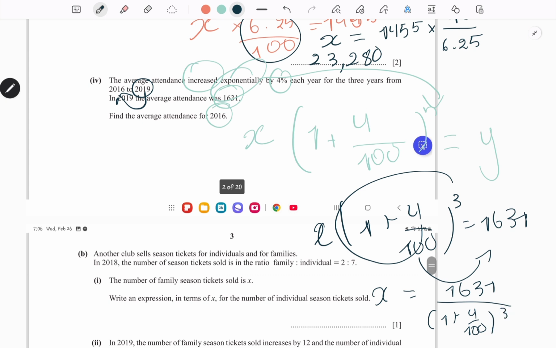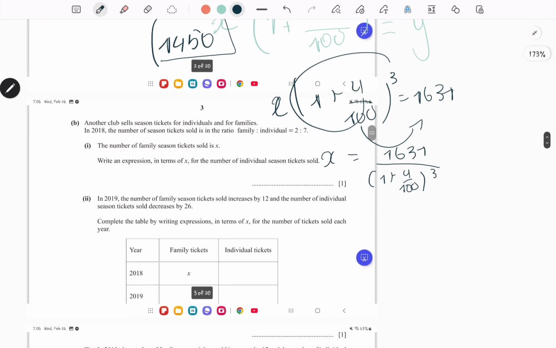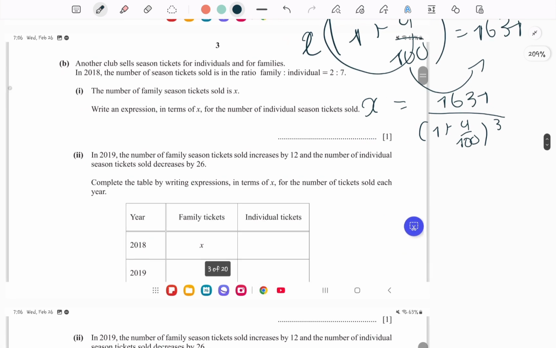If you put it on your calculator, you are gonna get an answer which is approximately 1,450 students. You have to take it as rounded because you cannot have 0.5 of a student. You cannot have half a student. That's not logical. Okay? So we move on to part B.